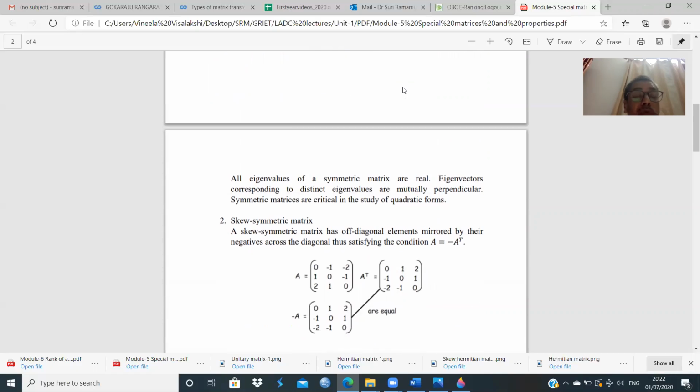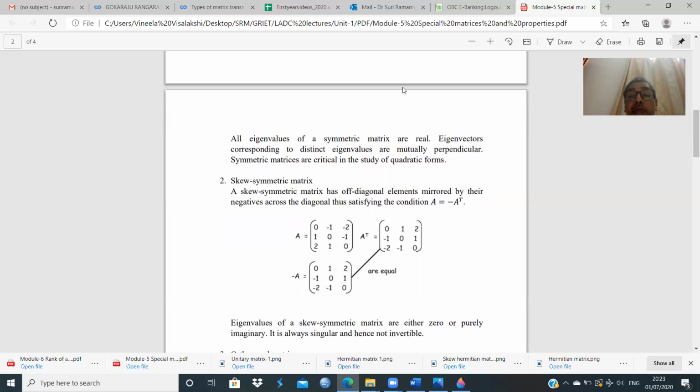Now when we talk about the eigenvalues of a symmetric matrix, they can be proved to be real. That means the eigenvalues of a real symmetric matrix fall on the real line. Eigenvectors corresponding to distinct eigenvalues are mutually perpendicular, which we shall discuss in a later lecture. As already mentioned, symmetric matrices are critical in the study of quadratic forms. And whenever we have a cloud of points in multivariate data, in order to understand the structure, we require quadratic forms, and quadratic forms involve symmetric matrices for analysis.